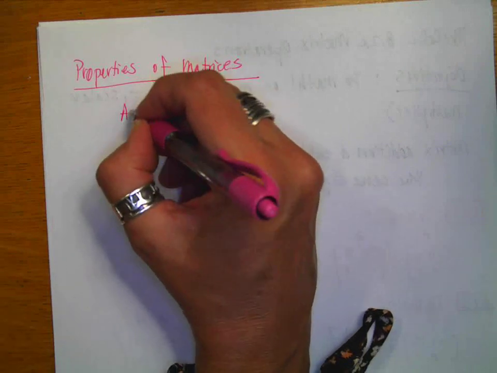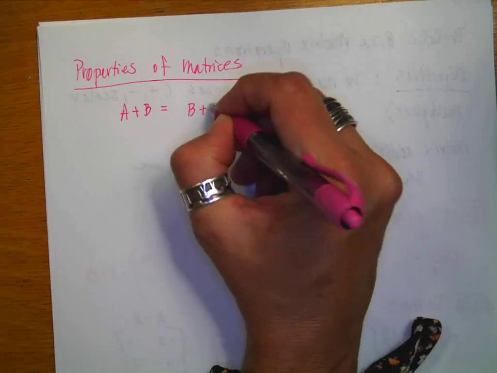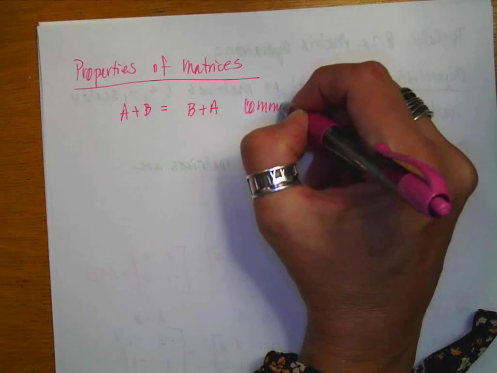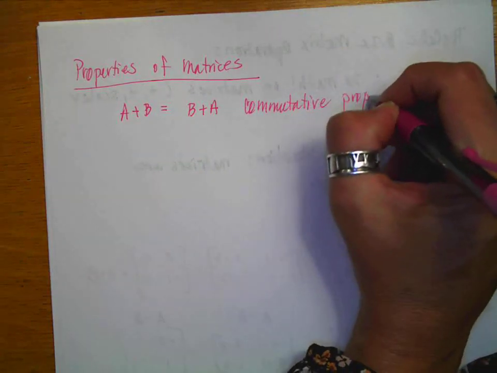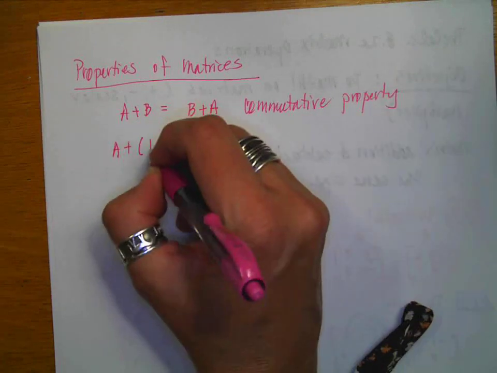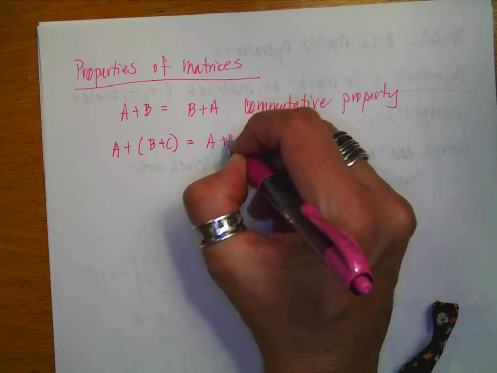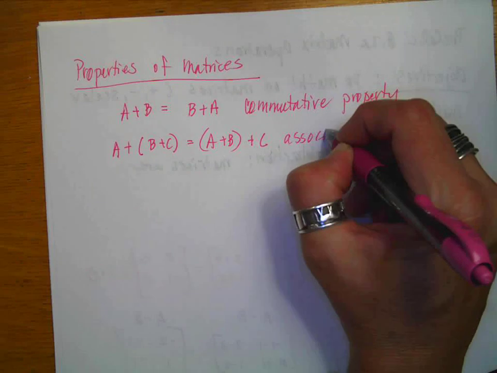So if I have matrix A, and I add it to matrix B, that's the same thing as matrix B added to matrix A, and that is the commutative property. And if I have matrix A added to B plus C, that's the same thing as A plus B plus C. This is the associative.